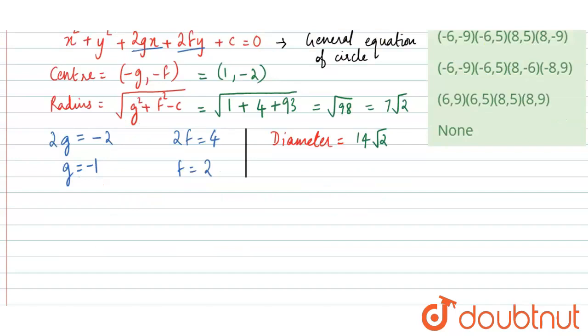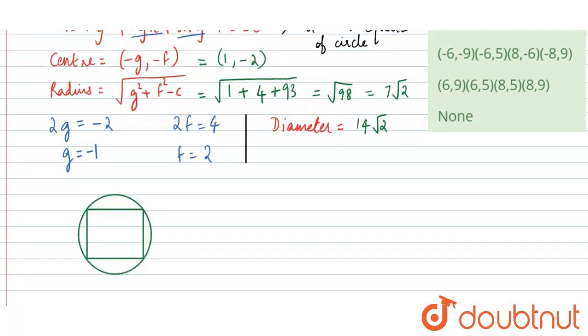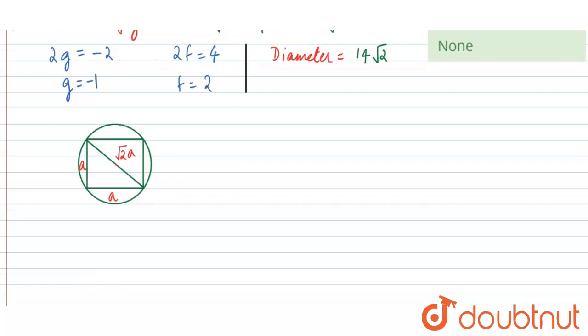So now let's draw this square that is inscribed in a circle. Now the diagonal of the square will be this. So if one side of the square is equal to a, then all sides are equal to a, and the diagonal will be root of a square plus a square, which is root 2 into a. Now we see here that this diagonal of the square is also the diameter of the circle, and that we have found as 14 root 2. So root 2 into a is equal to 14 root 2, and therefore we get a is equal to 14.